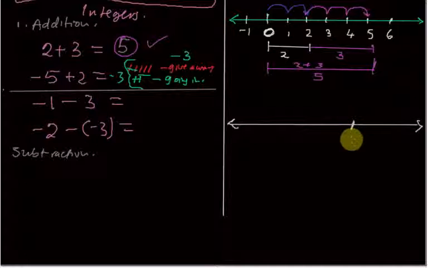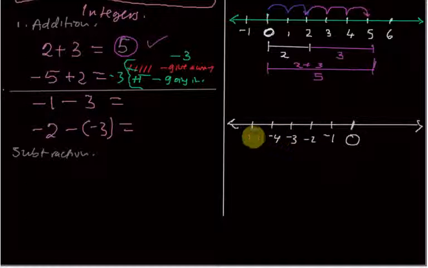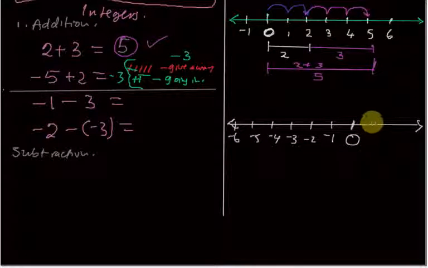I'm going to put my 0 here. So this is -1, -2, -3, -4, -5, -6 is going to be there. And this is +1, +2, etc. Let us see what happens.